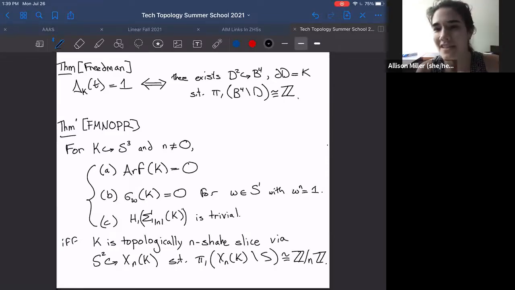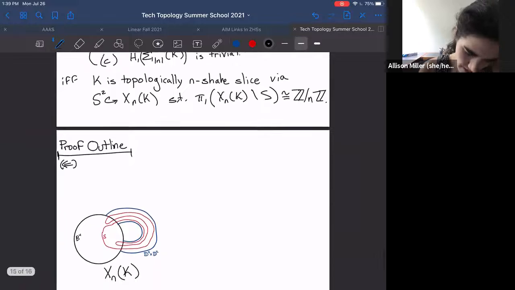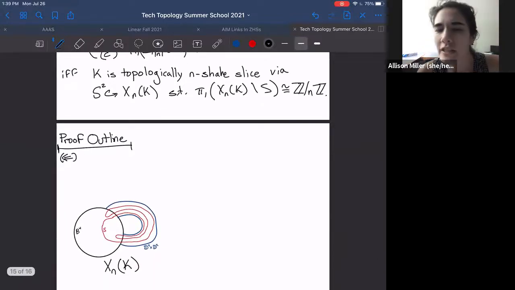Okay, great. So this is the if and only if statement. And so now what I would like to spend the rest of my time doing is just telling you a little bit about the ideas behind the proof. And so I actually promised a picture. This is the picture I promised. So first I want to tell you, this is a schematic picture of what happens when a knot is n-shake slice.